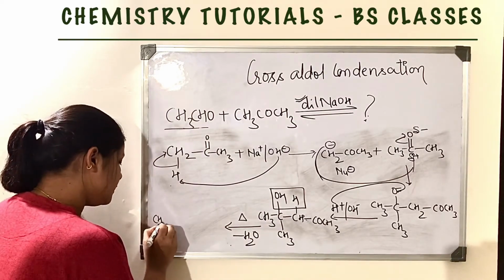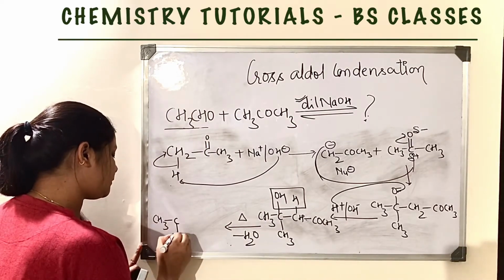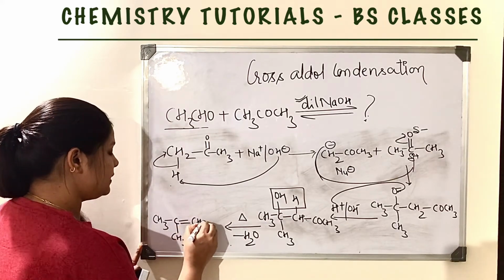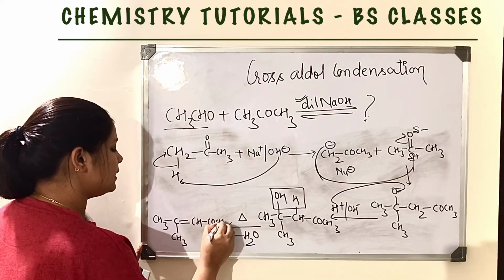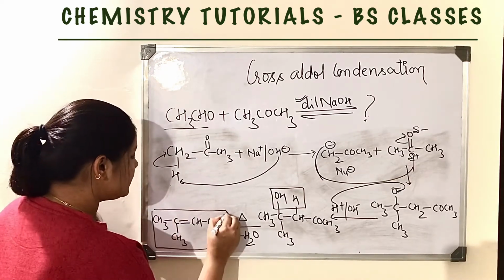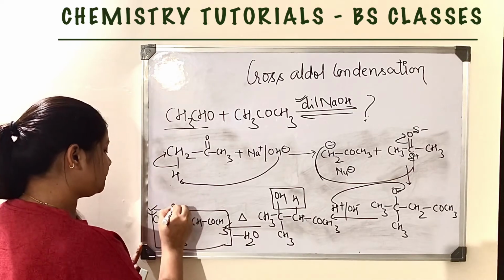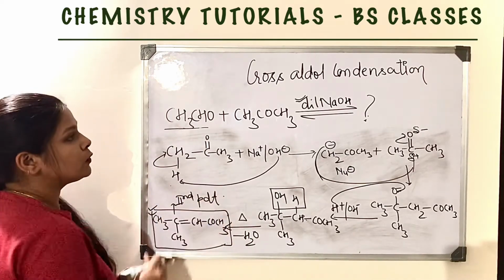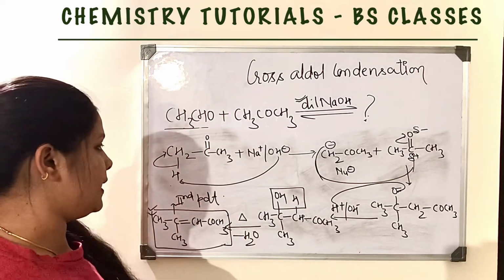CH3 CH3 double bond CH CO CH3. Now this is the second product. This is also the second product. This is also formed by aldol condensation.